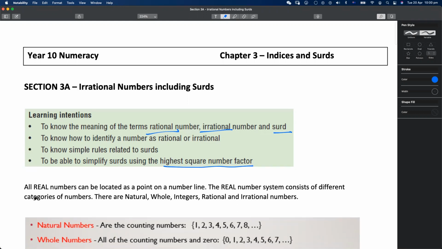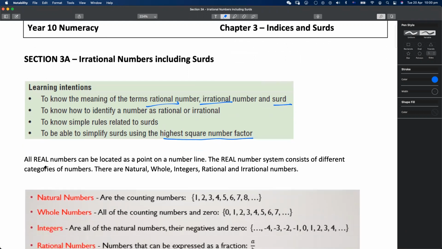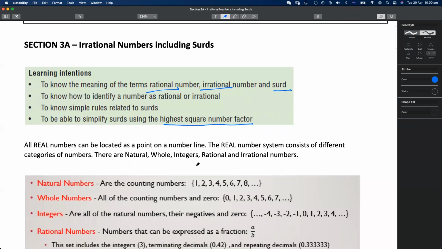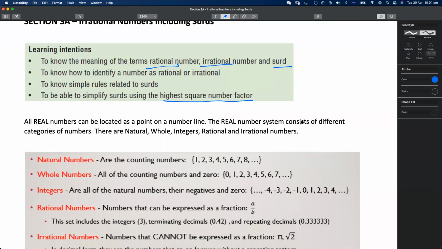All right, let's have a look at some definitions of real numbers. All real numbers can be located as a point on a number line. The real number system consists of different categories of numbers. There are natural, whole, integers, rational, and irrational numbers. And if you're going to do specialist math in the future, you're going to know there's another kind of number called complex number, which is a broader context of real numbers. Real number is part of complex number, but don't worry about that.